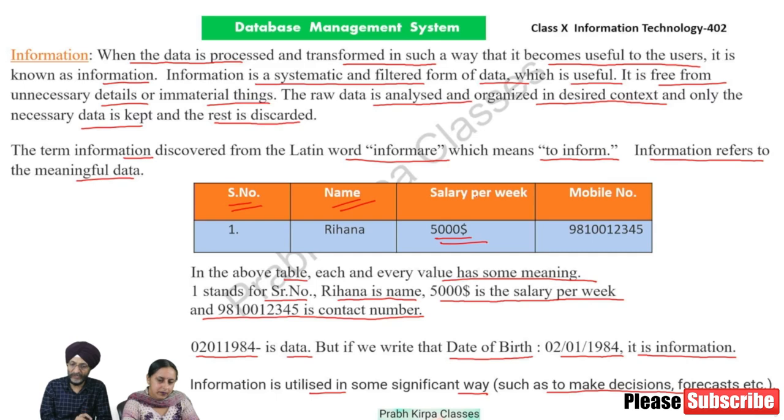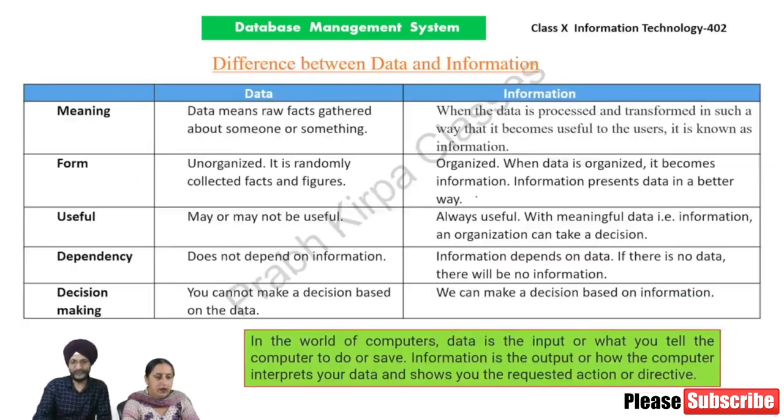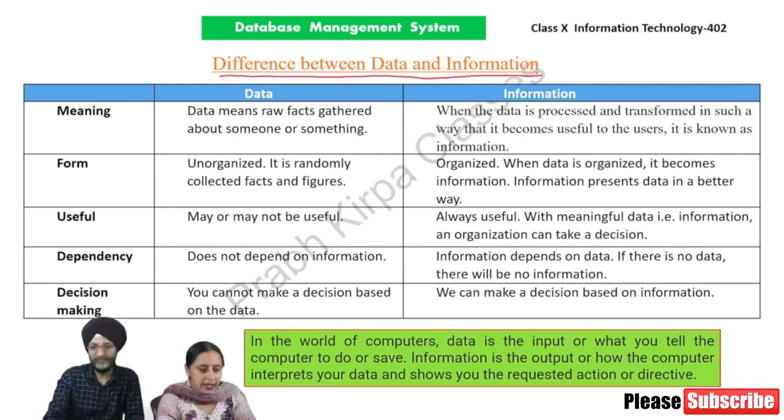On the basis of data, we cannot take any decision or forecast. Now we will understand the difference between data and information. Data means raw facts gathered about someone or something. On the other hand, when the data is processed and transformed in such a way that it becomes useful to the users, it is known as information.